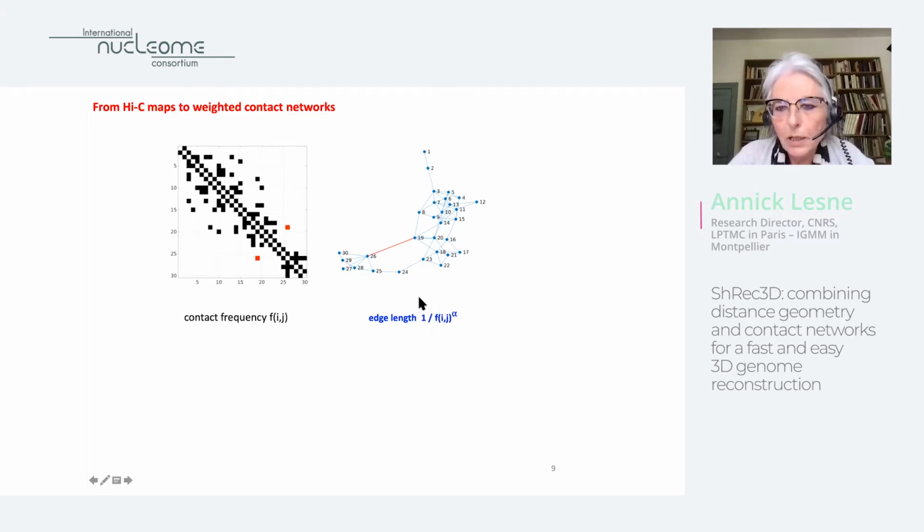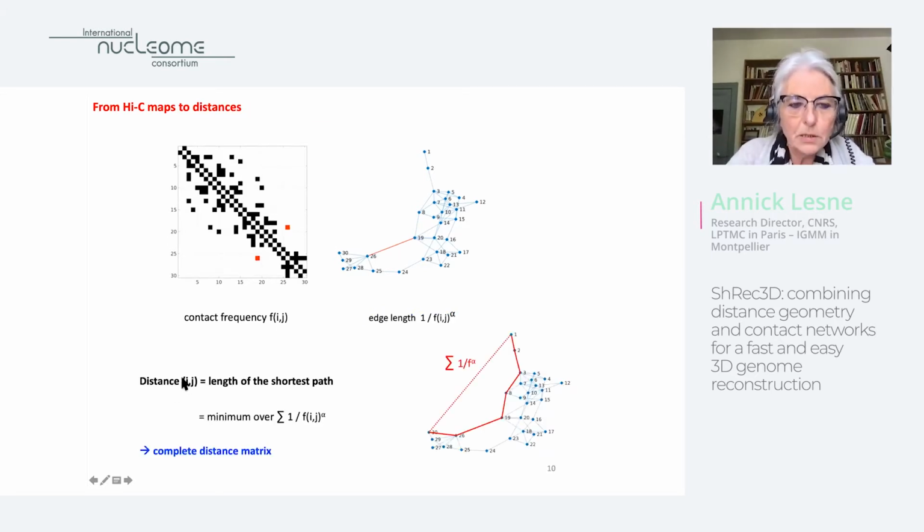You have probably already encountered such a formula. It is currently used to define the distance between node I and node J as a function of their contact frequency. But here it is used only as an intermediary step, as a weight, as the length of the edge. And then the true distance between two genomic loci will be the length of the shortest path. So taking the same example as before, now it is the sum of the lengths of the edges relating node 1 and node 30.